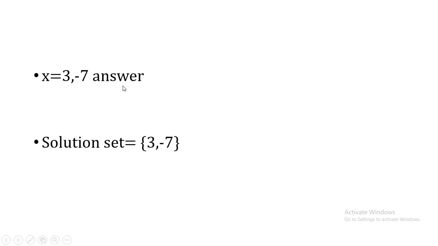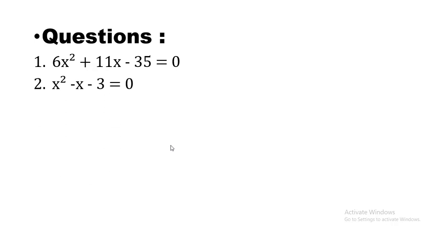You write it in solution set form: the solution set equals 3 and minus 7. It doesn't matter if you write minus 7 first and 3 afterwards, because in a set, order is not important. Whatever position you write them in, both are correct. Moving on, I hope you have understood this.